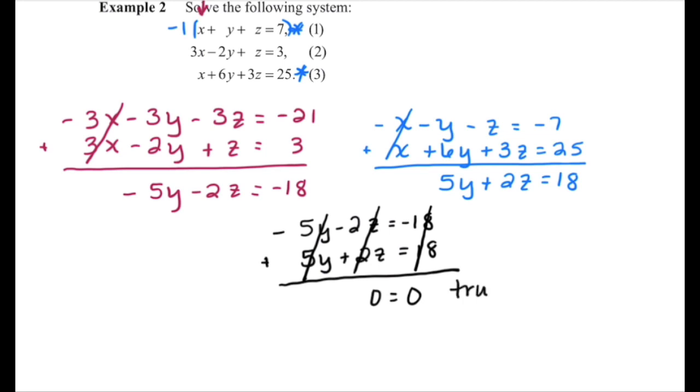This is a true statement, and since it's true, just like it was if we had two variables, we have infinitely many solutions. If we got to this point and we had 1 equals 0 and it was a false statement, there would then be no solutions.